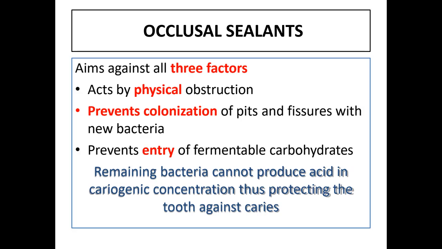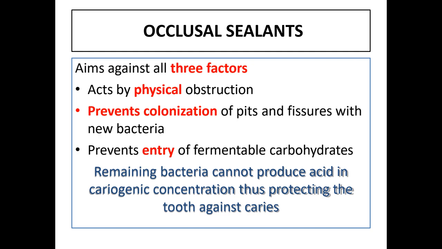Now, when we use these occlusal sealants on the pits and fissures, they act against all three basic factors which lead to the occurrence of dental caries. Now what are those three factors? The first is that it acts by physical obstruction. When we place an occlusal sealant, it physically obstructs any kind of debris entering into the fissures.